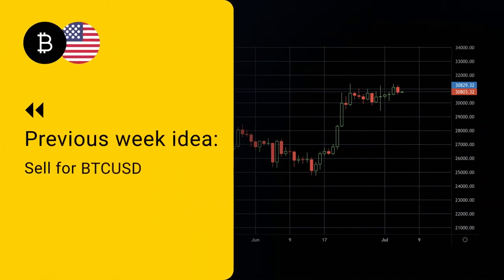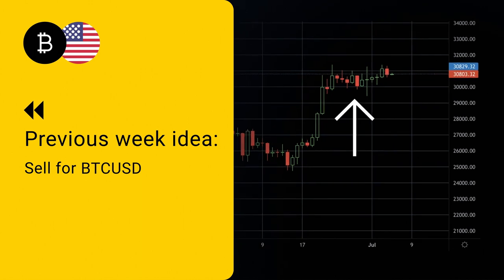Last week, the idea was for a short on Bitcoin with a target around the 29,000. This was not triggered yet since the price moved sideways and is currently testing the resistance of the 31,000 area.